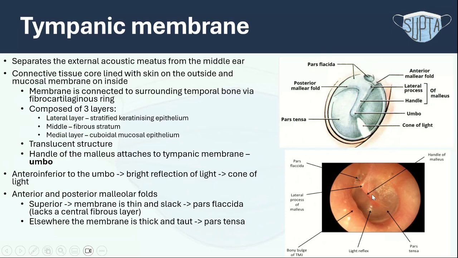So it's quite a translucent structure, and the handle of the malleus attaches to the tympanic membrane. You can see the umbo. And it has anterior and posterior malleolar folds as well. So you have your pars flaccida, and then elsewhere the membrane is quite thick and tense. So you can see here the structure, and then the cone of light reflex there.